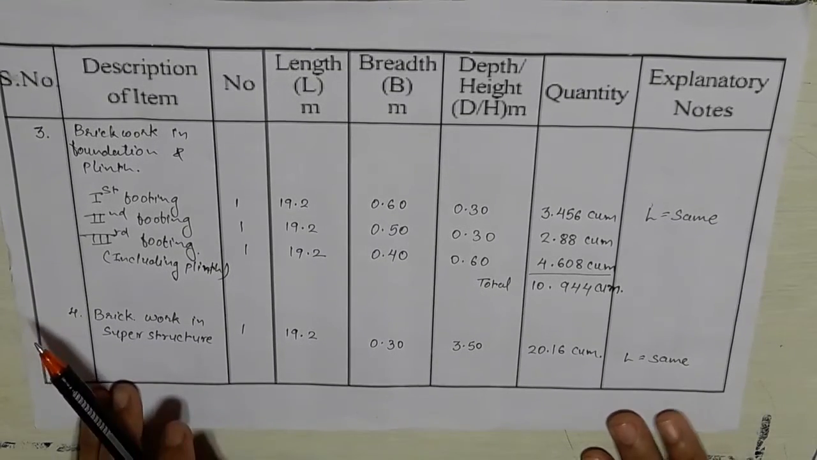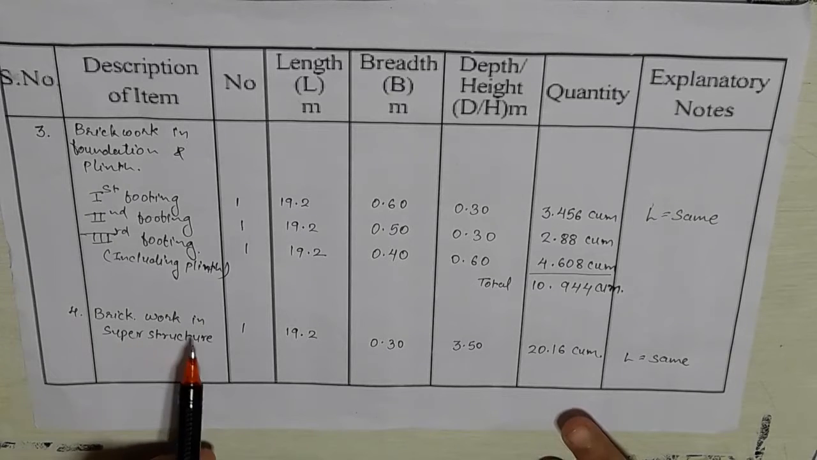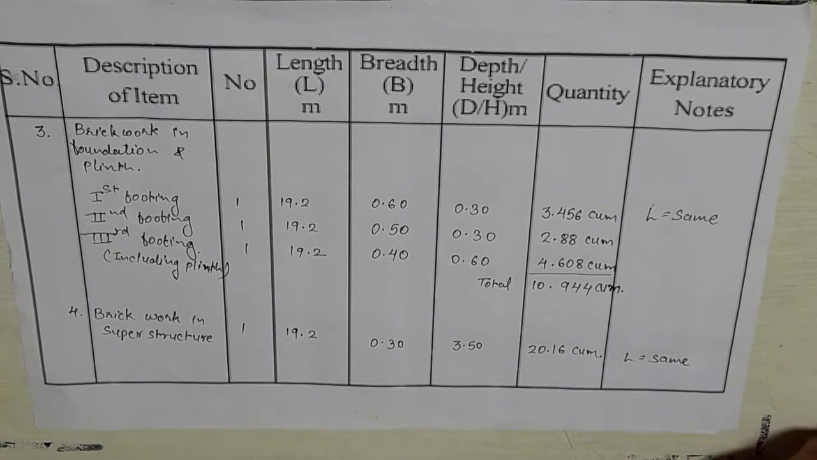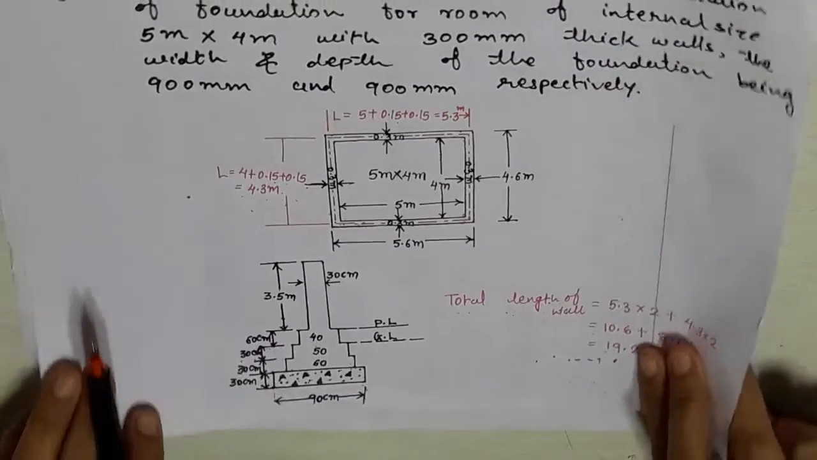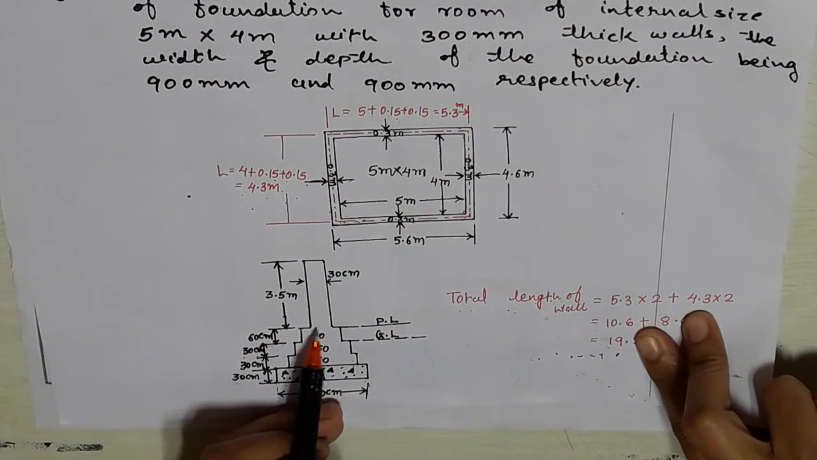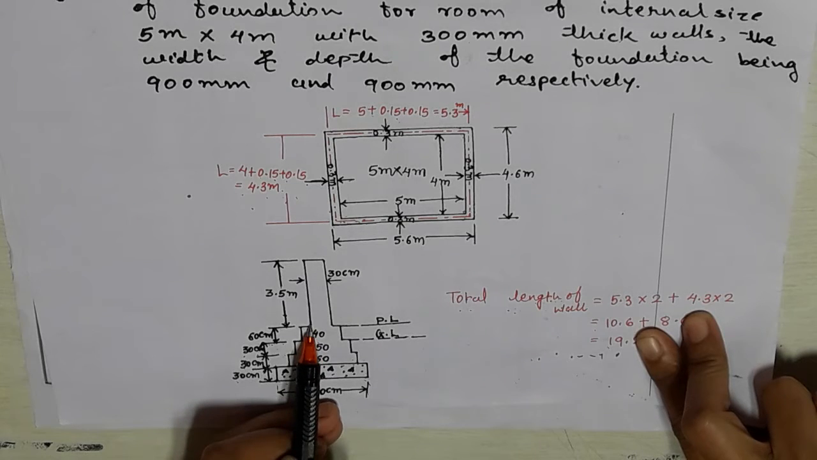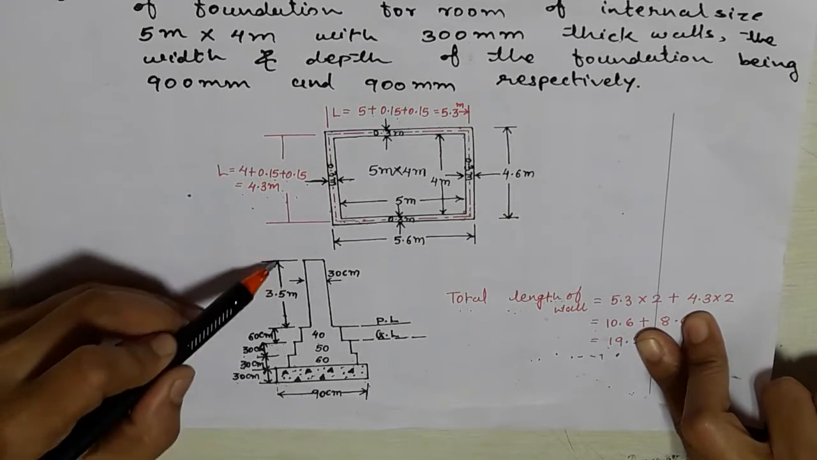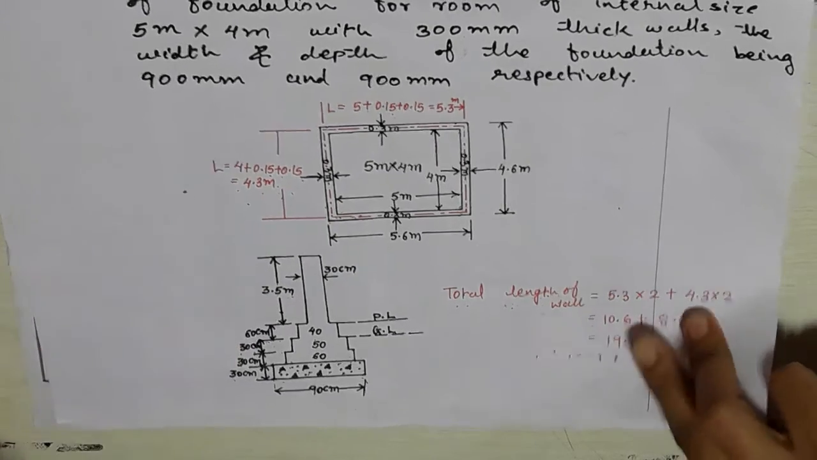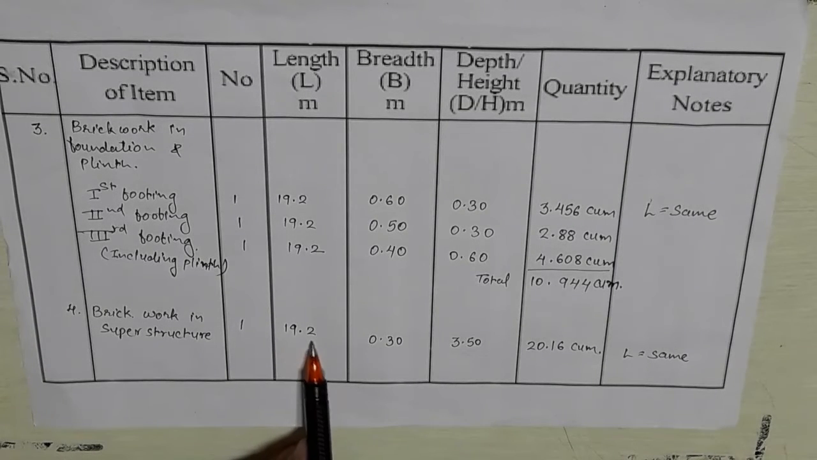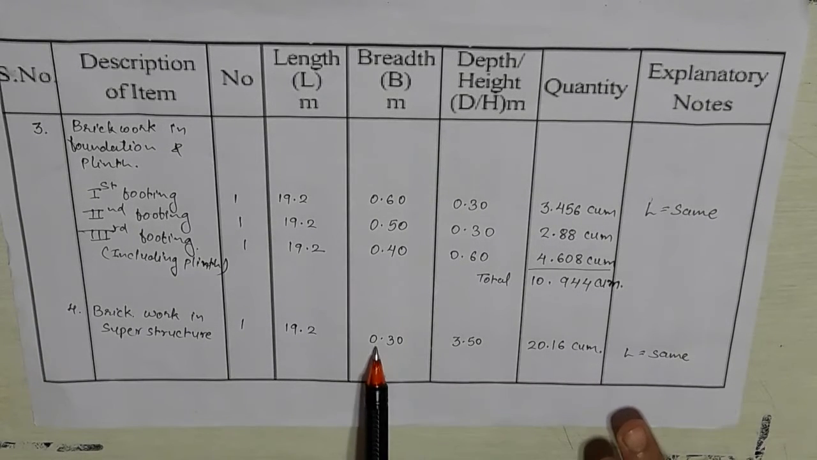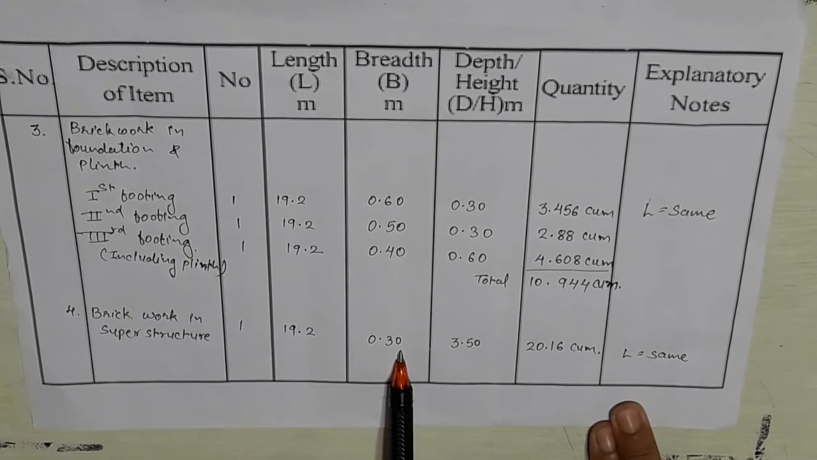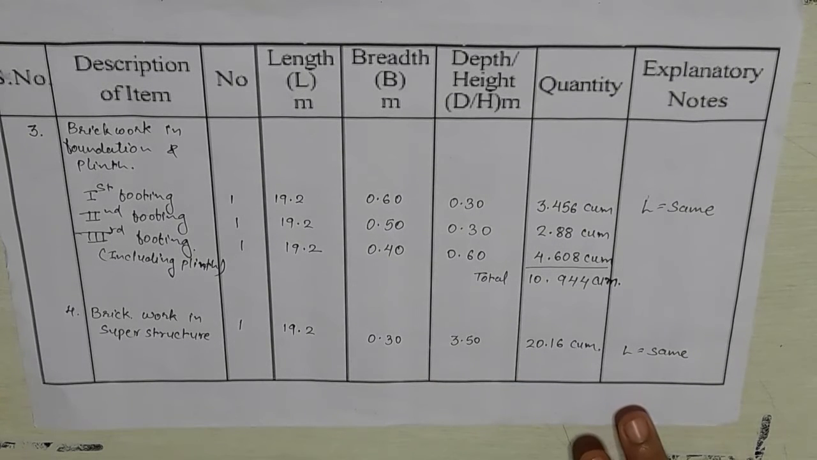Now the last quantity that we have to find out is the brickwork in the superstructure. For the brickwork in the superstructure, the breadth of the item is 30 centimeter and in the superstructure the height we have to consider is 3.5 meter. So the length will be the same, 19.2, breadth is 0.30 meter and the depth is 3.5. So the quantity is 20.16 cubic meter.